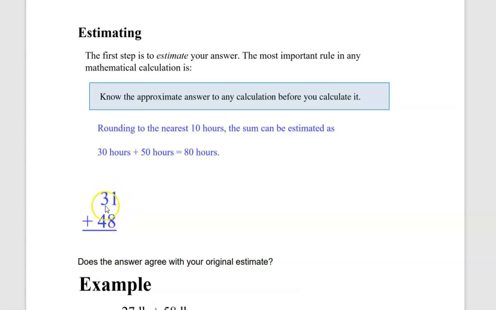If you'll notice how we're adding them, we're lining them up with the ones place and the tens place. So we've got an 8 and a 1. That's going to give me a 9, a 4 and a 3. And then I want to kind of compare these two answers.